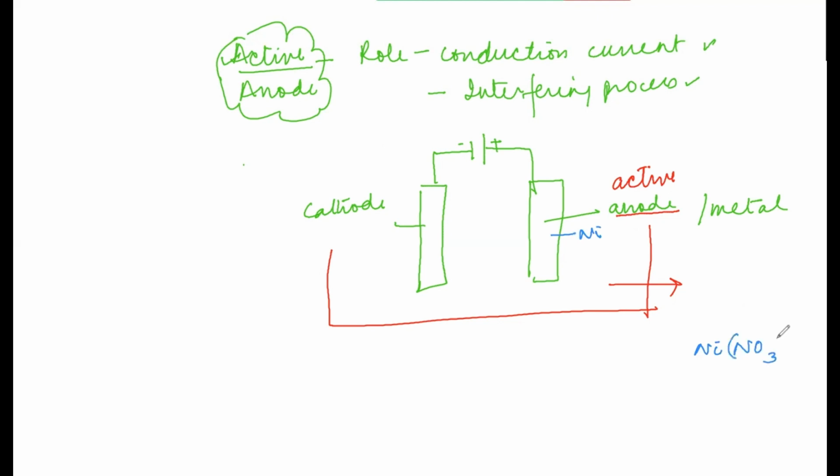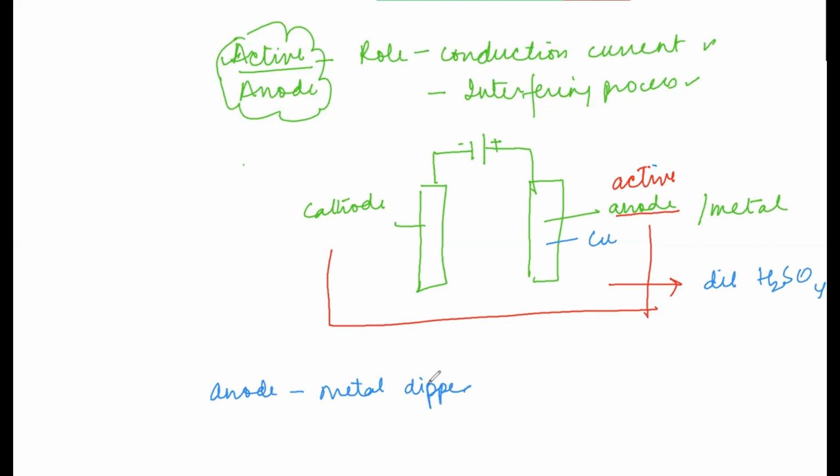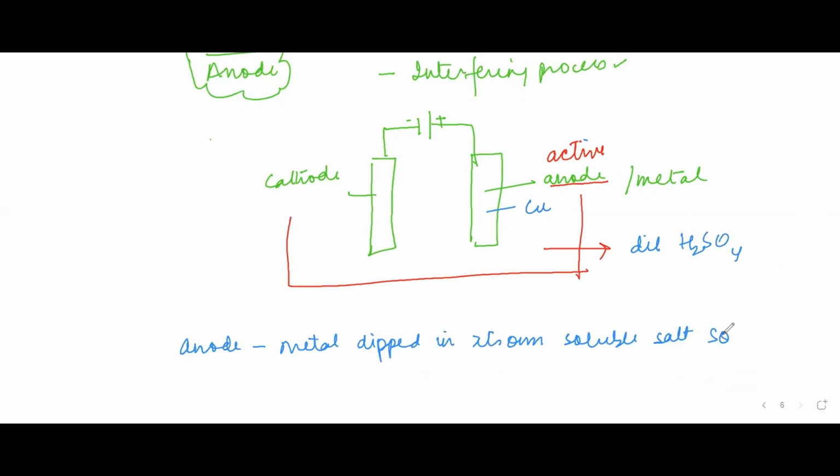I dip it into sulfuric acid. Is it going to act as an active anode if I dip it into dilute sulfuric acid? No. So the condition is, whatever metal my anode is made up of, if it is dipped in its own soluble salt solution, then this anode will be treated as an active anode.